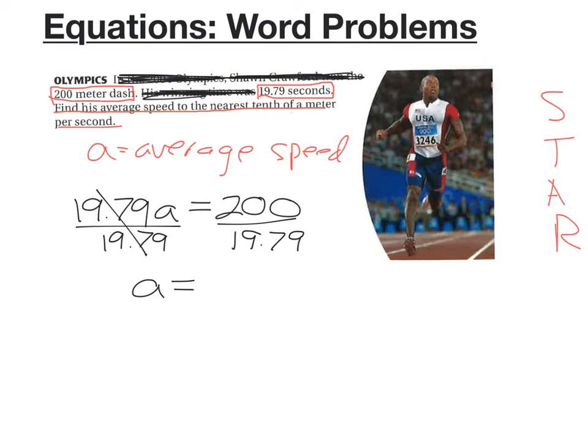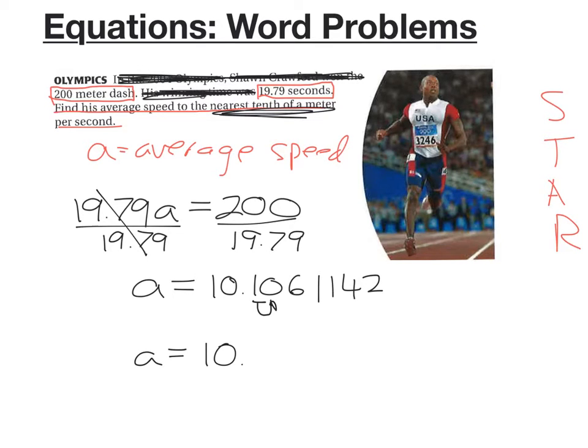And now I'm going to use some quick mental math to do this division. Definitely not using a calculator. We're going to get 10.1061142, but our problem says to round to the nearest tenth of a meter. So nearest tenth is right here. Look at that 0. And that tells us that our nearest tenth is going to be 10.1 meters per second.